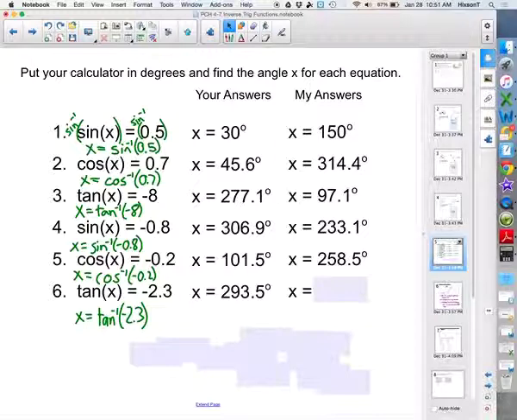But we also have this idea of the reference angle. Think about this. Sine is positive 0.5. Where is sine positive in our quadrants? First and second. First and second quadrant. Okay?